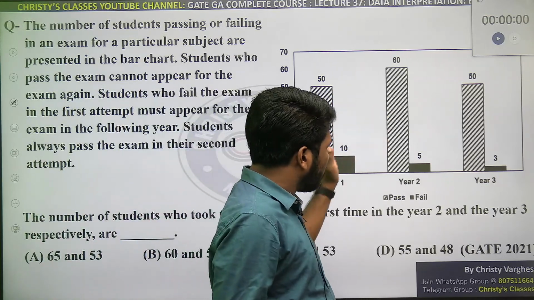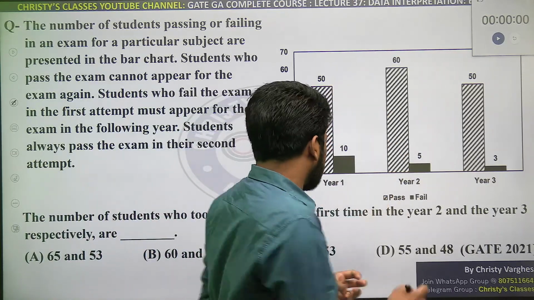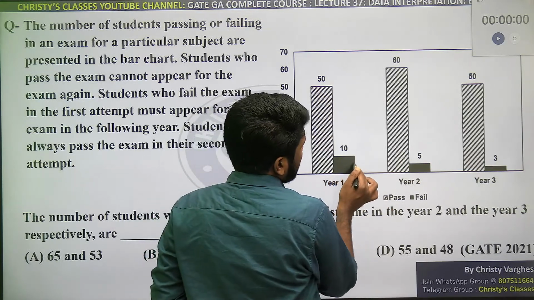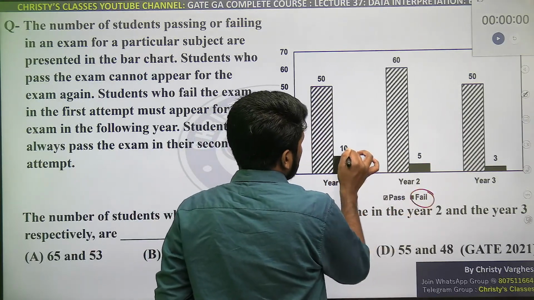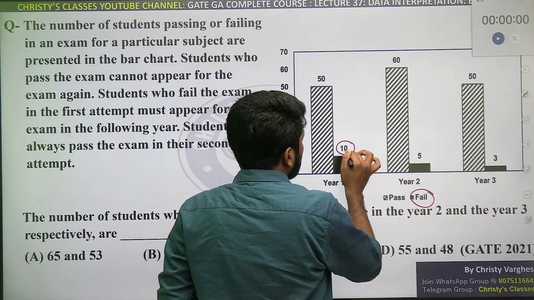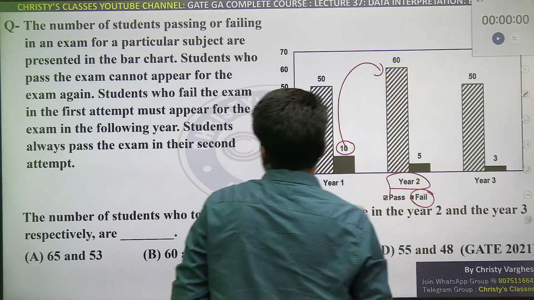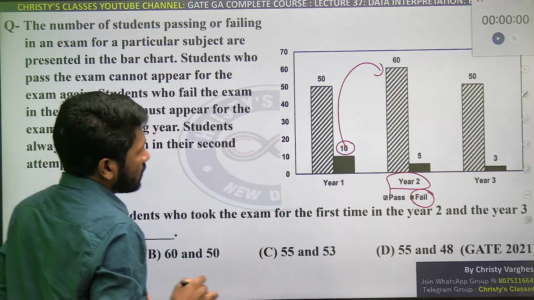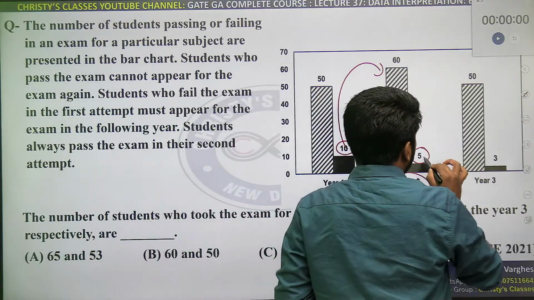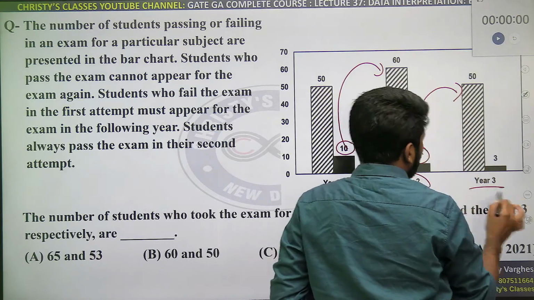That means students who failed in year 1 can appear in year 2. How many students failed in year 1? Fail is represented by this dark bar, that is 10 people. They will directly go to write the second year exam. That is the meaning. Similarly, the 5 people who failed in year 2 will write the third year exam.